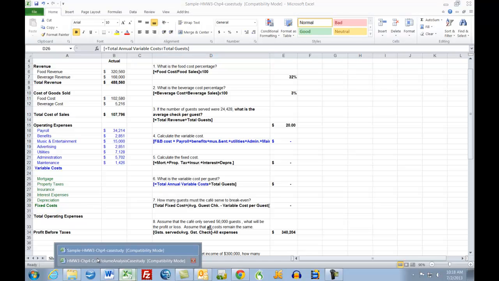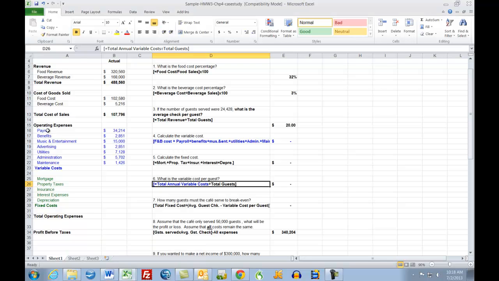Things that do not change are things like your mortgage, your property taxes, your insurance, your interest, and your depreciation. But if you notice, all of these operating expenses pretty much change depending on the level of business that we have. So your payroll will change based on how many employees you're scheduling. On busy days, you'll probably have more employees, and on slow days, you might have fewer. So that payroll will change. Same thing with the benefits, and music entertainment, depending on whether or not you hire people to DJ for you on the weekends. So all of these expenses change based on the level of business that you have.